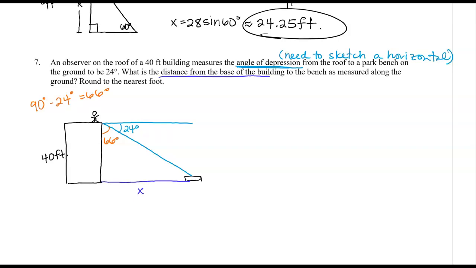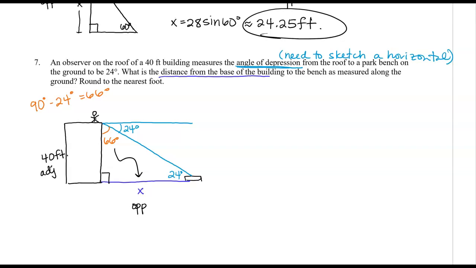I'd like to mention that you could have also, if you recall from geometry, that then this angle has to be 24 degrees. So it doesn't really matter whether you use the 24 degrees or the 66 degrees in the triangle. But what is important is that you realize that this angle here is not the 24 degrees. Okay. So I'll work with the 66 degrees. We're looking for, relative to the 66, the opposite. And we have the adjacent relative to the 66.